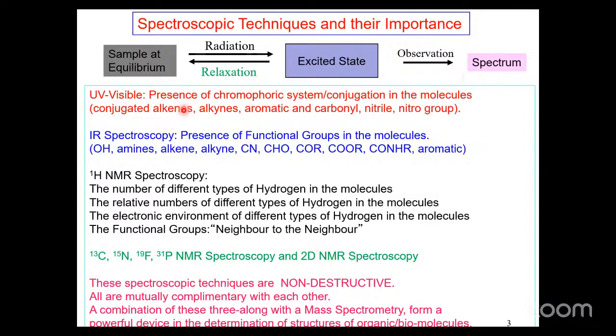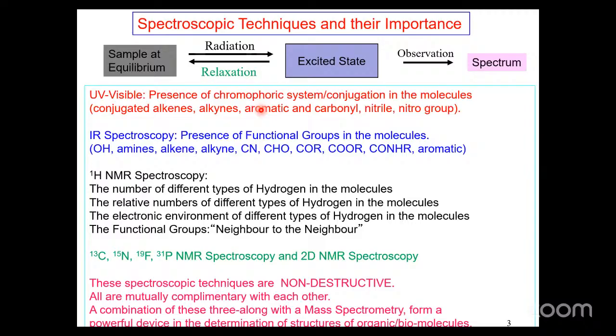From the UV-visible region, we get information about the chromophore present in a molecule as well as conjugation in a molecule. So we require some chromophore here. It may be a carbon-carbon double bond, a carbon-carbon triple bond, even a carbon-carbon double bond present in an aromatic ring, carbonyl groups, nitrile groups, nitro groups; all of them serve as chromophores. Coming to IR spectroscopy, we try to find out the different functional groups present in a molecule.